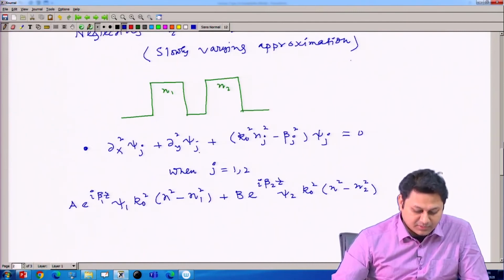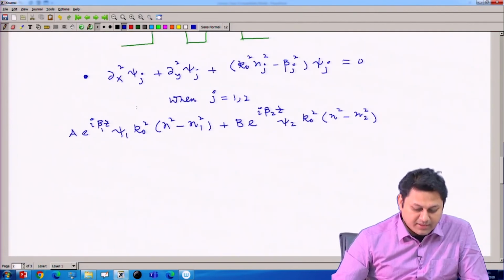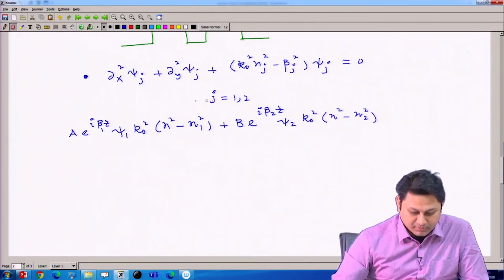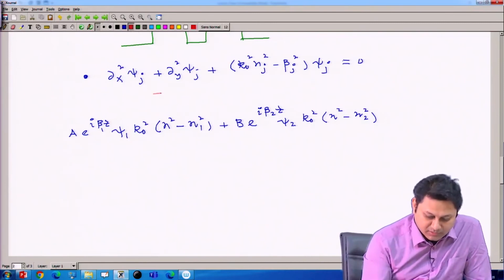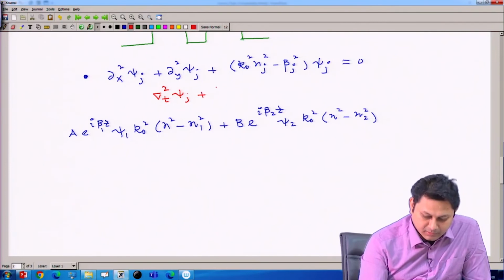So, these things are nothing but the transverse components. When I have a transverse component, let me do one thing because I need to write this. I am going to use this equation: the transverse component, del squared psi j plus k 0 square n j square minus beta j square, psi j equal to 0, where j is 1 and 2.